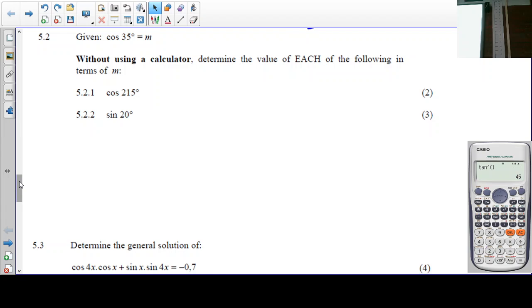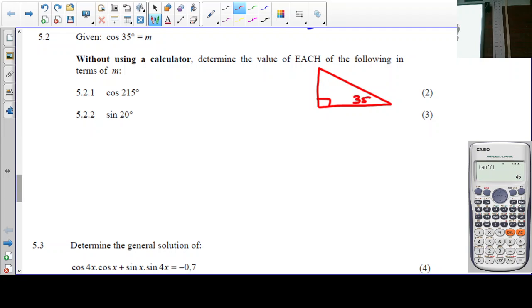So what we need to do is construct a triangle for this. Okay? So cos 35, when we are faced with this part of the work, it's always an acute angle. So if you want, you can draw it in the first quadrant anyway. But for this part, we very seldom draw the triangle in the Cartesian plane. So what does cos stand for? Adjacent over hypotenuse. Not so? So my adjacent is m, my hypotenuse is 1. So how do I get the opposite?